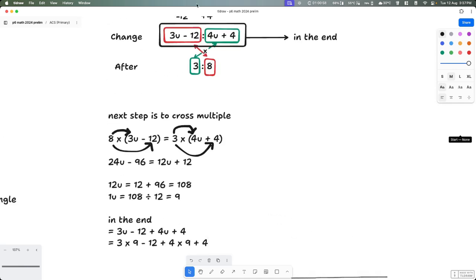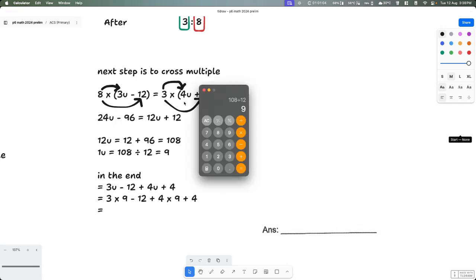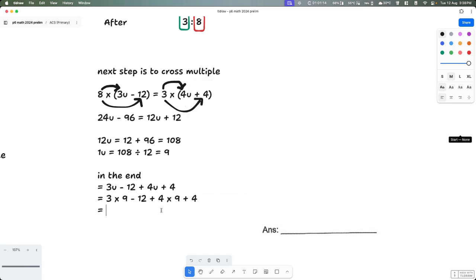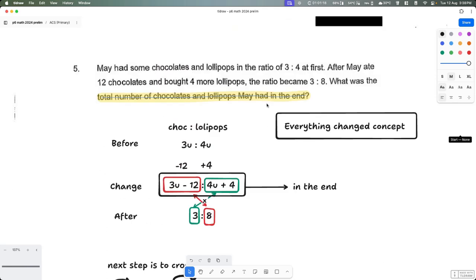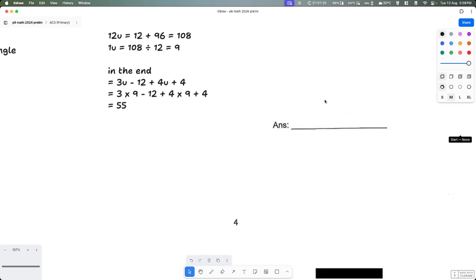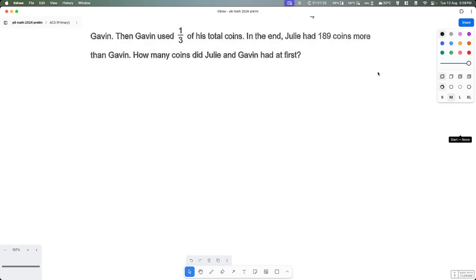Let's double check. 3 units minus 12, 4, 9. Great. So I'm going to use the calculator. 3 times 9 minus 12 plus 4 times 9 plus 4. This will give us 55. There you go. So in the end, we have a total of 55 chocolates and lollipops. Let's move on to the next one.